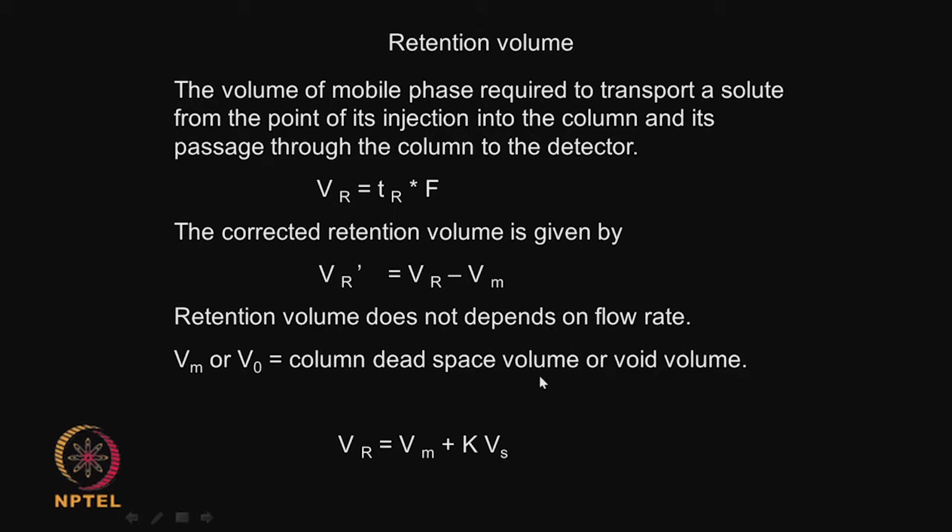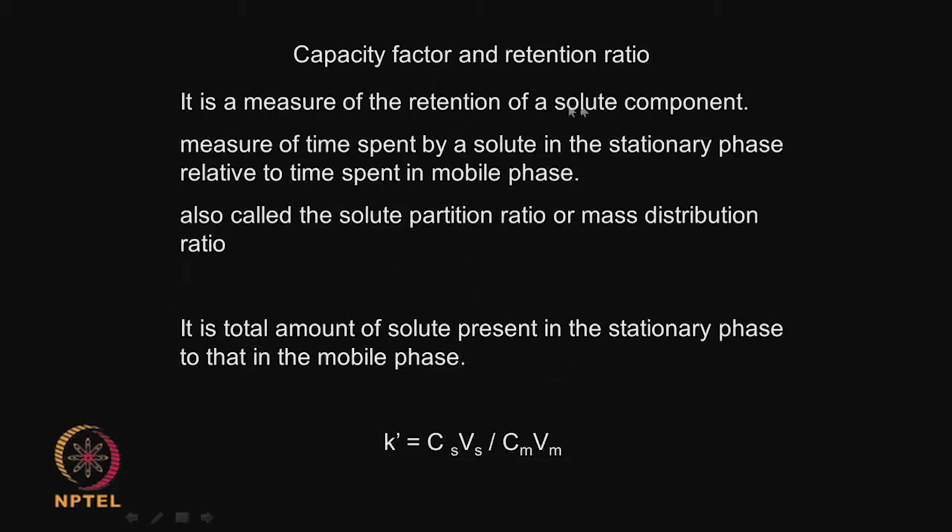Vm is the column dead space or void volume, as you can see. Okay. Remember that. Vm is the column dead space or the void volume. So, there is something called capacity factor and retention ratio. Let us look at this. What is the capacity factor? It is a measure of the retention of a solute component, how much of the solute can be taken in that particular column.